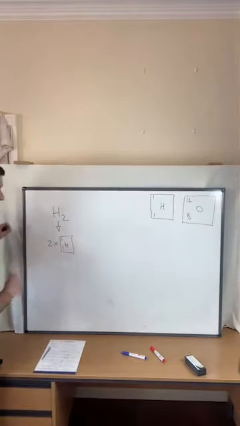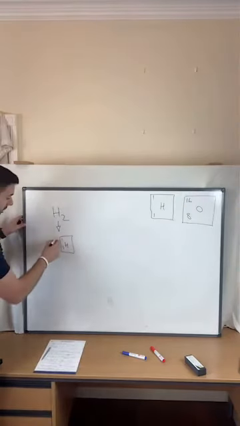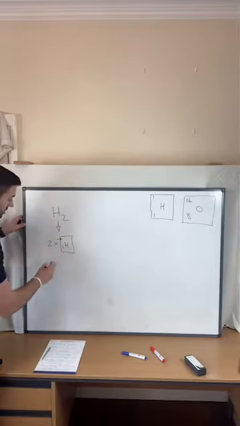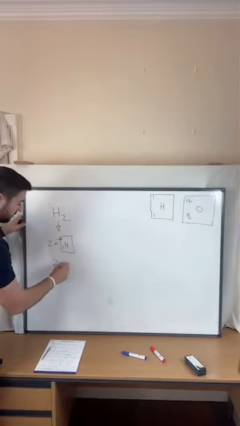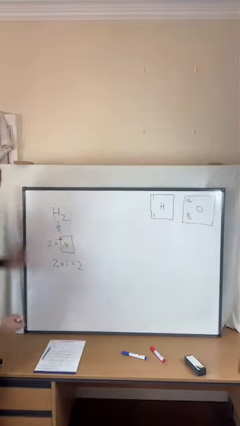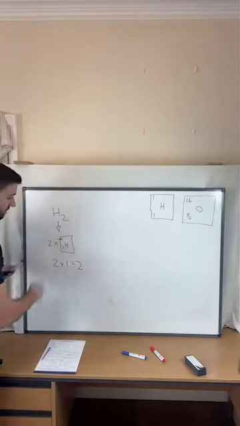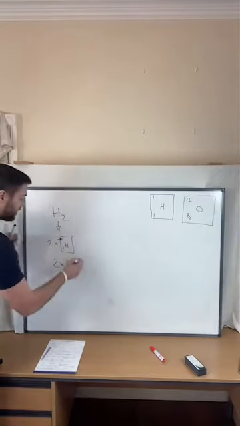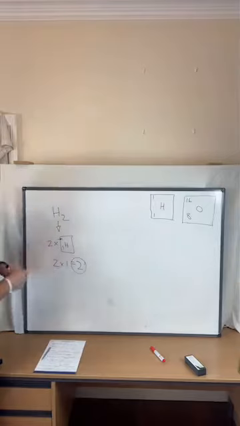So that just means I've got 2 of these. And again, I'm multiplying it by this top number. So that just means 2 times 1 is equal to 2. Okay, that's what it equals. So H2, its mass is going to be 2.